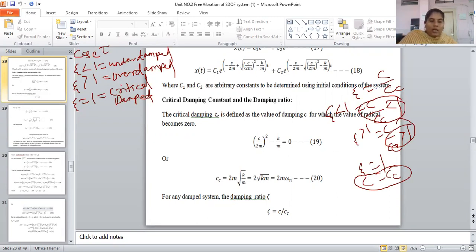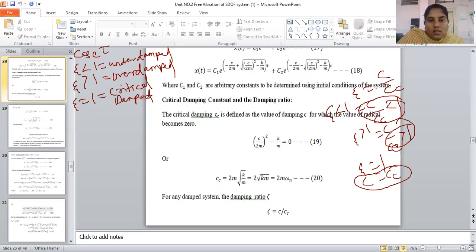So write down case number one: zeta is less than 1, that is c by cc is less than 1, and it is an under damped system. Below this write down zeta is greater than 1, that is c by cc is greater than 1, so it is an over damped system.